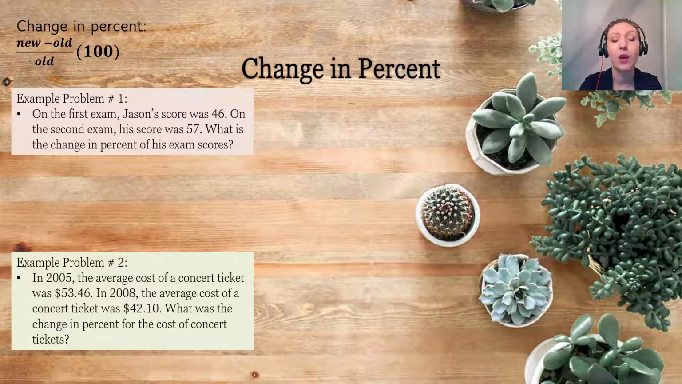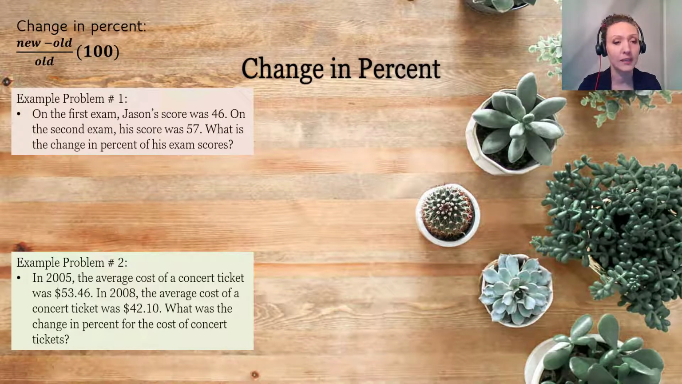Okay, now let's move on to change in percent. So the formula for change in percent is up on the left-hand corner of the screen, and the formula reads that the new value subtracted from the old value, divided by the old value, multiplied by 100. It's not that complicated once we actually get into it and plug those numbers in. So let's go ahead and look at that example problem.